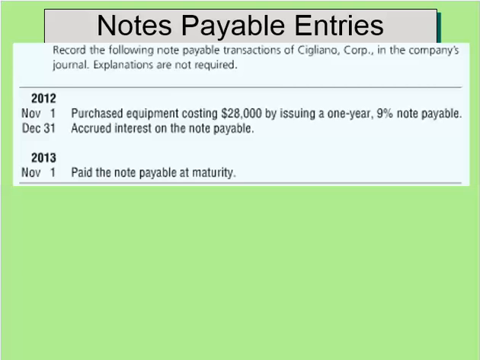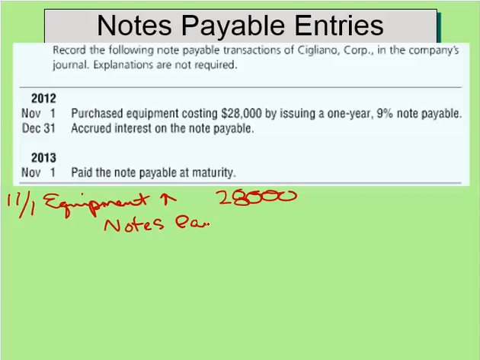Okay, so let's look at what that entry would look like on November 1st. So we purchased equipment. Anytime we're going to buy equipment, we would debit equipment. That's going to increase our asset, equipment, and that was for $28,000. And we didn't pay cash. It says we issued a 1-year note. So in that case, we're going to credit notes payable, which also will increase that liability for $28,000.